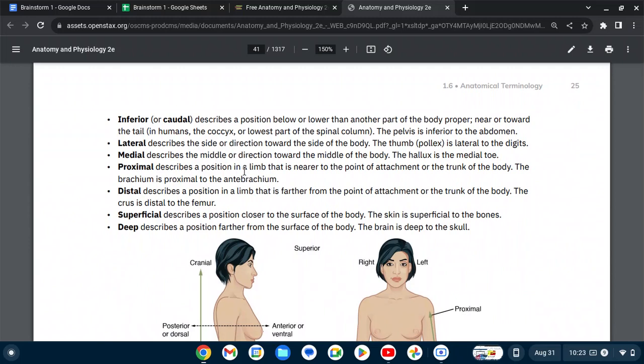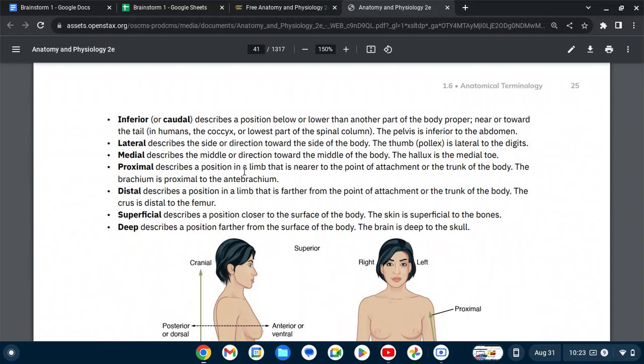Lateral describes the side or direction toward the side of the body. The thumb is lateral to the digits. Medial describes the middle direction toward the middle of the body. The hallux is the medial toe. Proximal describes the position in a limb that is nearer to the point of attachment or the trunk of the body. The brachium is proximal to the antebrachium. Distal describes a position in a limb that is farther from the point of attachment or the trunk of the body. The crus is distal from the femur.